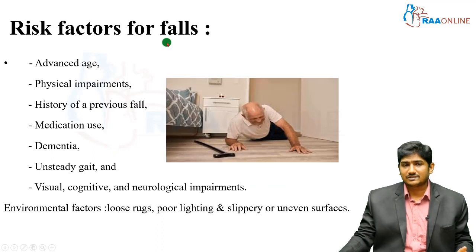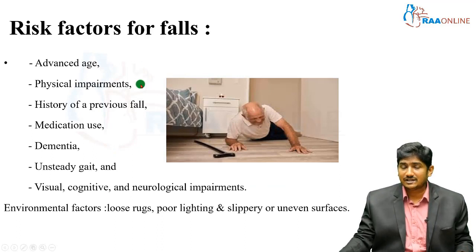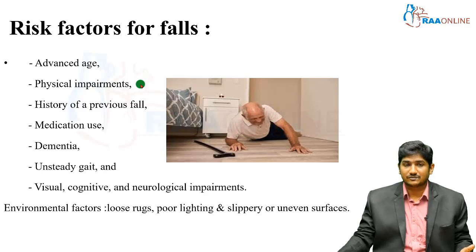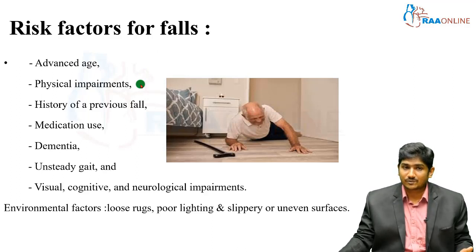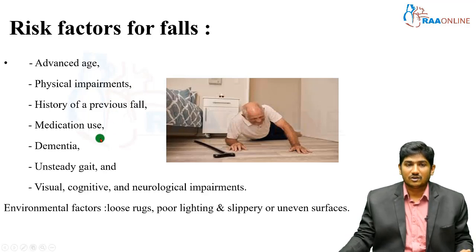What are the risk factors for falls? One is advanced age; physical impairments like osteoarthritis of the joints, where they will not be able to walk properly; history of previous falls; pain over the joints; or medication use like sleeping pills or beta blockers, where the reflexes are going to be very slow; or premorbid conditions like dementia, unsteady gait, and visual, cognitive, and neurological impairments. Environmental factors like loose rugs, poor lighting, or slippery or uneven surfaces will make the patient more likely to slip and fall.